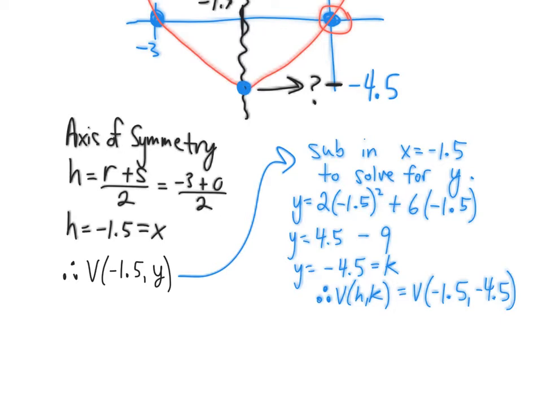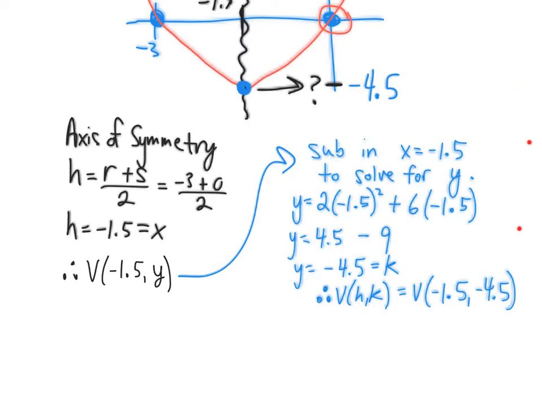If we take that x value, sub it back into the original equation, we can determine the y value in the vertex. In other words, the k value. (h, k) is our vertex. And in this case, when we substitute the -1.5 into the equation, we determine that the y value is -4.5. And thus the vertex has been completed.